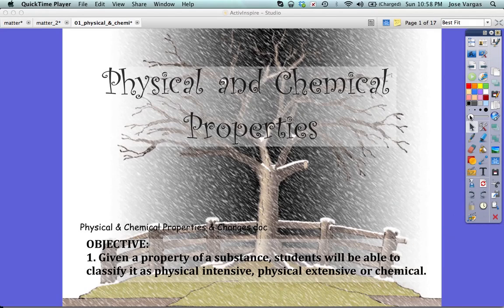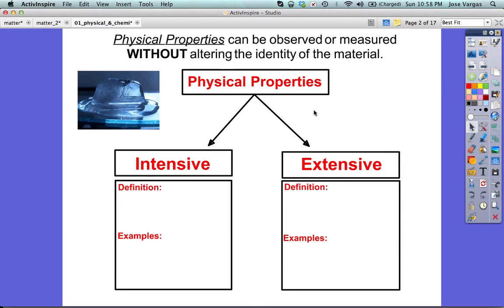So we have been talking about physical and chemical properties of matter. Physical properties can be observed or measured without altering the identity of the material. We can classify them into two types: intensive and extensive properties. The intensive ones are the properties that do not depend on the amount of matter present, and we can use these properties to identify our materials.